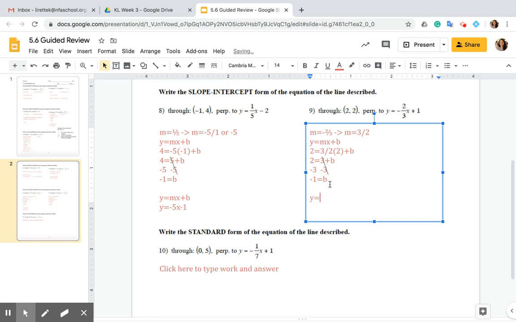And then last but not least, I'm going to substitute b and m in my equation. y equals 3/2 x minus 1. Here's my final answer.